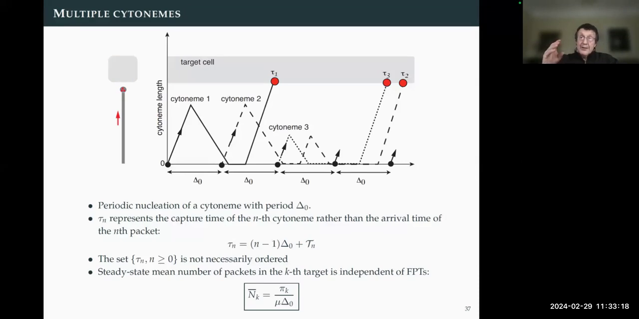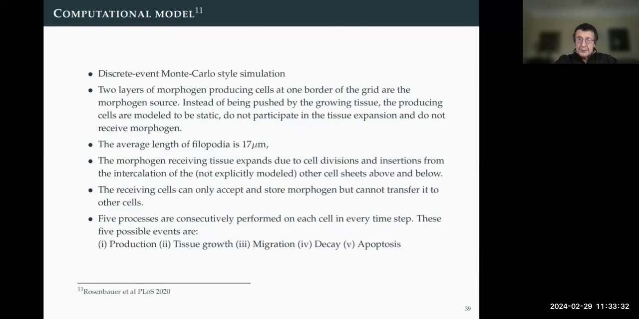Even though the order in which searches are started is not preserved by the order in which targets are found, you can still handle that and do the mathematics.